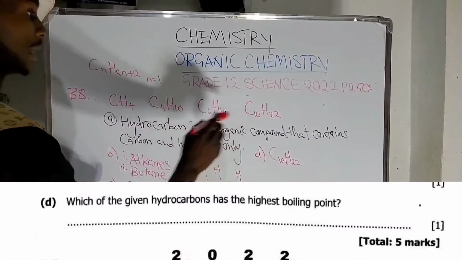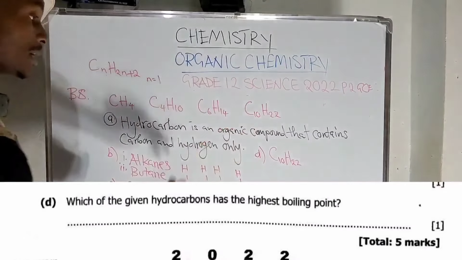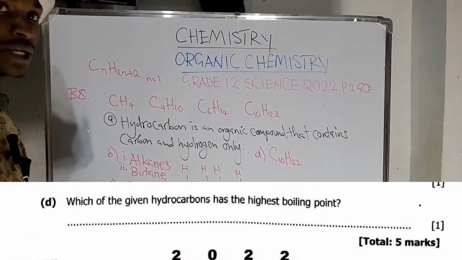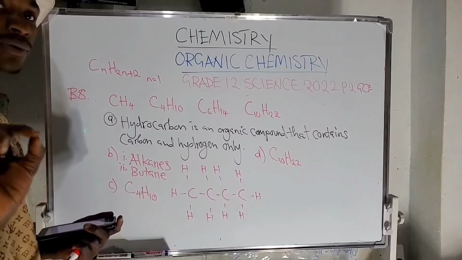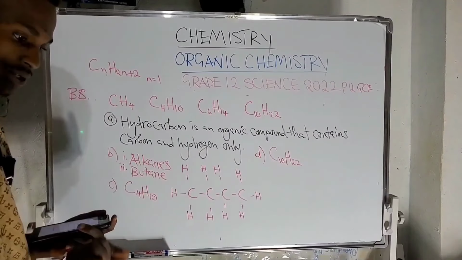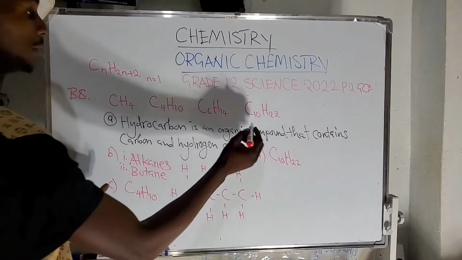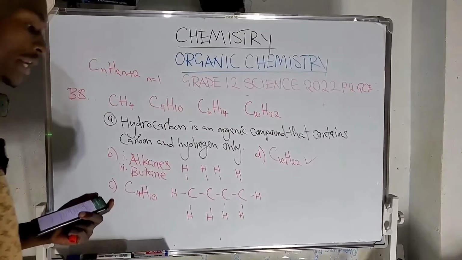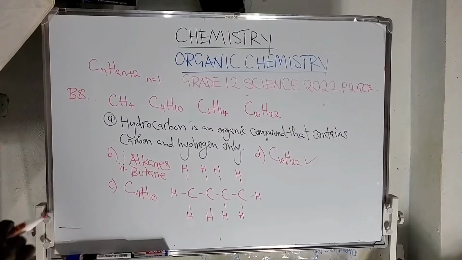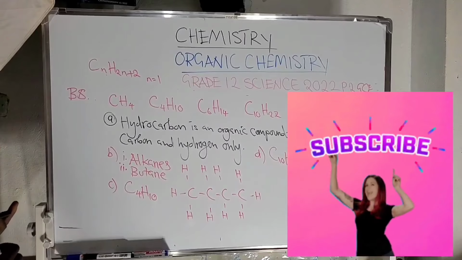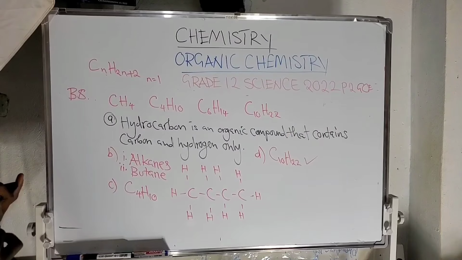The reason why decane has the highest boiling point is because the boiling point of alkanes increases as the number of carbon atoms increases. So this one has the highest boiling point. That's the answer to question B8 of the 2022 GCE paper 2, which is science.